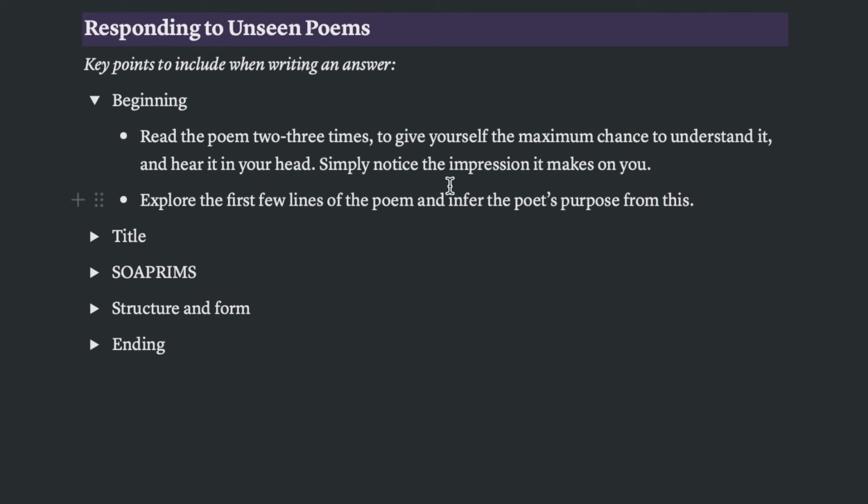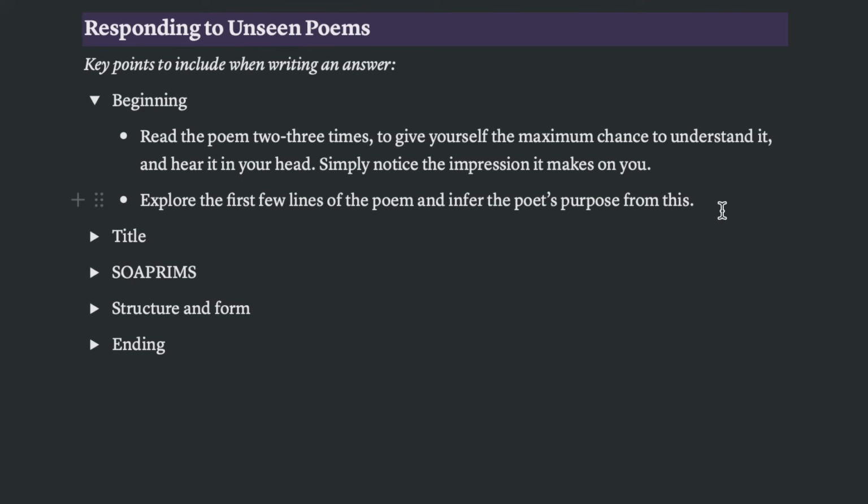Explore the first few lines of the poem and infer the poet's purpose from this. So when you are going through the beginning of the poem, try to guess what the poet's purpose might be. By guess, I don't mean make something out of your own ideas. By looking at the poem, try to figure out what the poet's purpose is. Is the poet trying to convey a message? Is he trying to prove something? Is he trying to persuade you? Is he trying to entertain you? Is it a story? Is it a reflection, etc.?